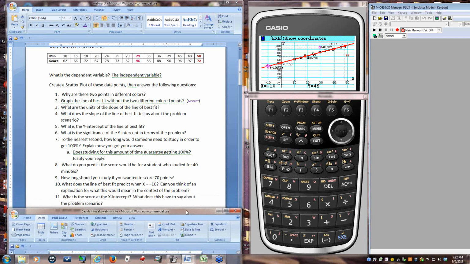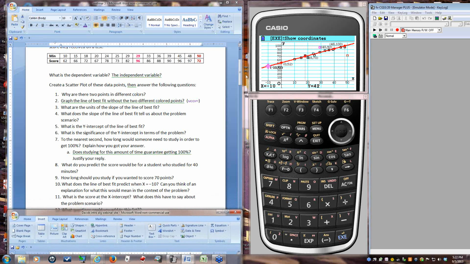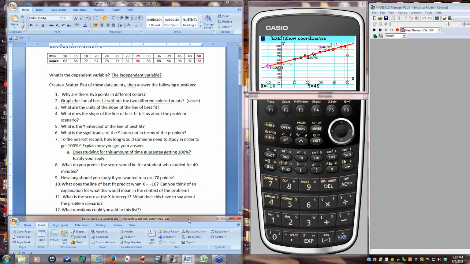What is the score at the x-intercept, and what does this have to say? Well, the equation was y equals 1x plus 52. So the x-intercept is y equals 0, which would make your x-intercept negative 52. And if you bought this whole idea of goofing off lowers your score, that means if somebody goofed off for 52 minutes during the unit, they would score 0 on the test. But again, that's probably not likely if they actually studied something.